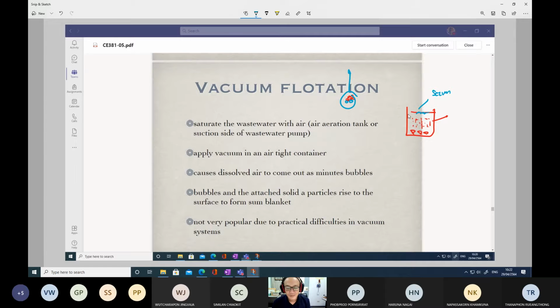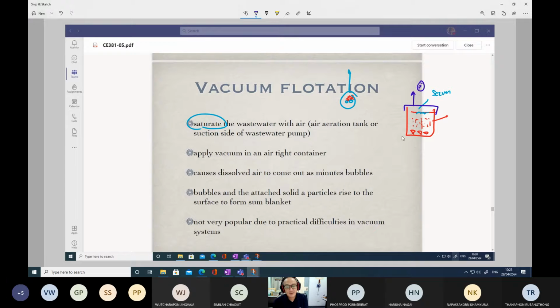For the vacuum flotation, we actually put the wastewater into the chamber, and we also provide air until it gets saturated. After saturating the wastewater with air, we close this tank tightly, and then we apply suction, applying vacuum pumps in this container.